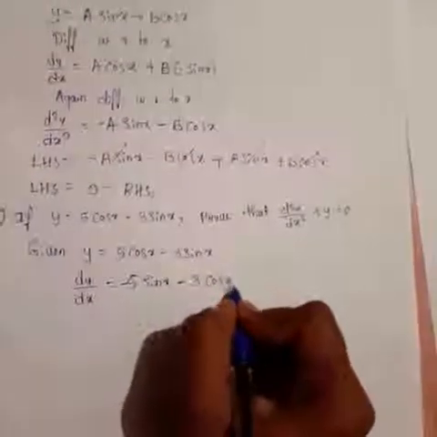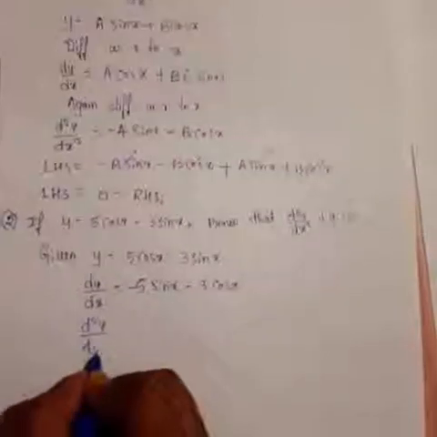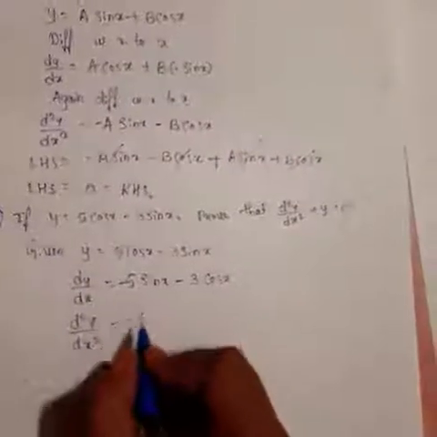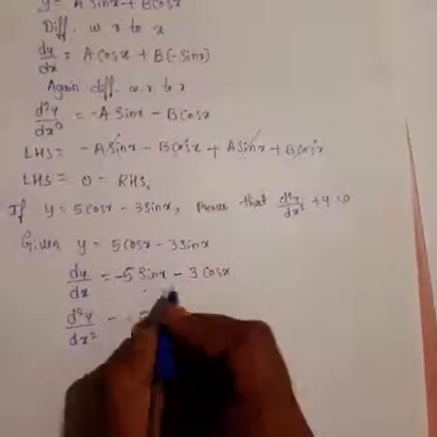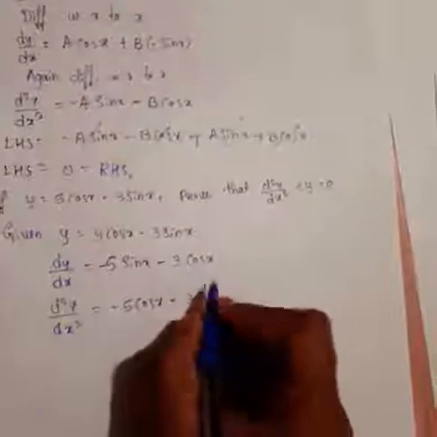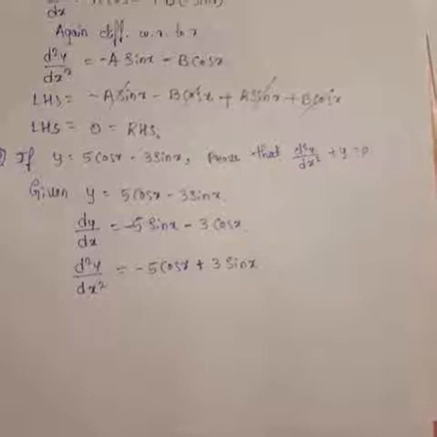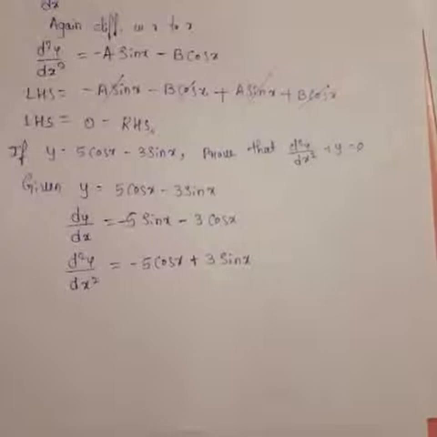Cos x. Okay, again we have to differentiate with respect to x, meaning d square y by dx square. This minus 5 is as it is, minus sin x is as it is, and the differentiation of sin x is what? Cos x. This minus 3 is as it is, and the differentiation of cos x is minus sin x. That minus and this minus become plus. And next, we get here d square y by dx square is minus 5 cos x plus 3 sin x.